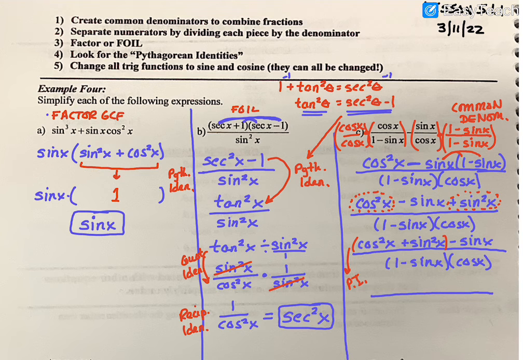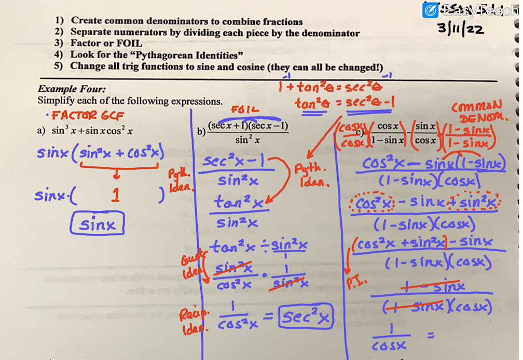So, look at what happens. Cosine squared x plus sine squared x becomes 1. I still have minus sine x all over my denominator of 1 minus sine x times cosine x. What do you notice? 1 minus sine x and 1 minus sine x can cancel because they are factors. 1 minus sine x is the entire numerator. 1 minus sine x in the denominator is a factor. They can cancel, leaving me with 1 over cosine x.